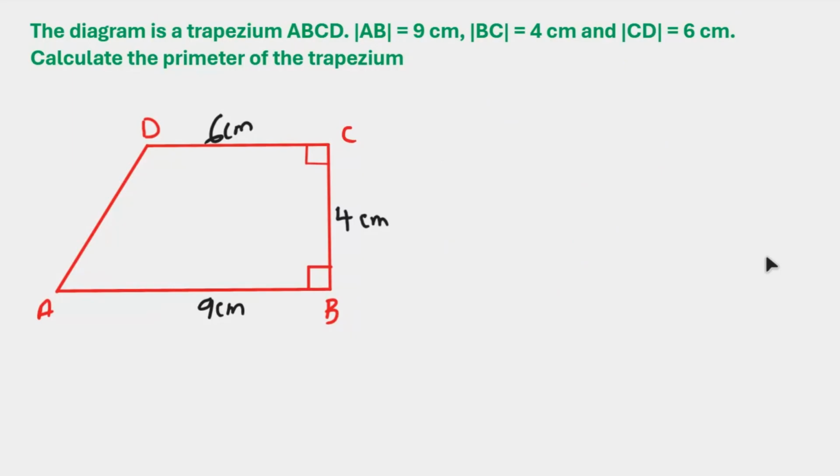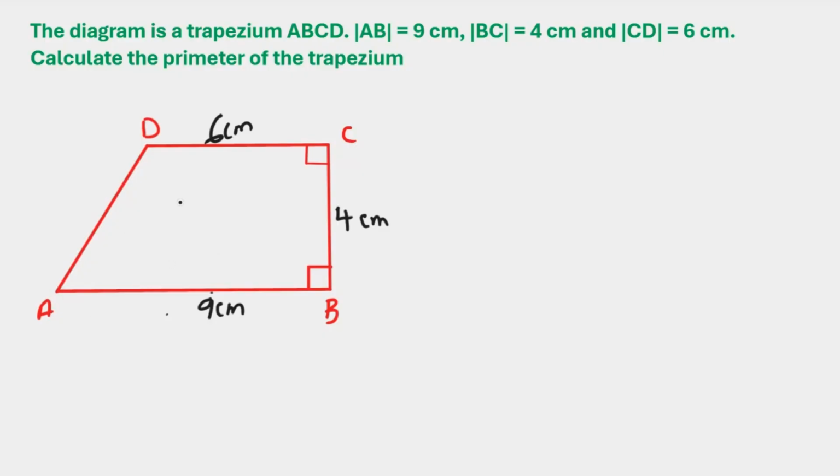So let's take our last part one diagram, and that is going to be a trapezium. The diagram is a trapezium ABCD. AB is equal to 9 centimeters. BC is equal to 4 centimeters. CD is equal to 6 centimeters. And we have to calculate the perimeter of the trapezium. So that's a trapezium for you. The perimeter of a shape is the total distance around the shape.